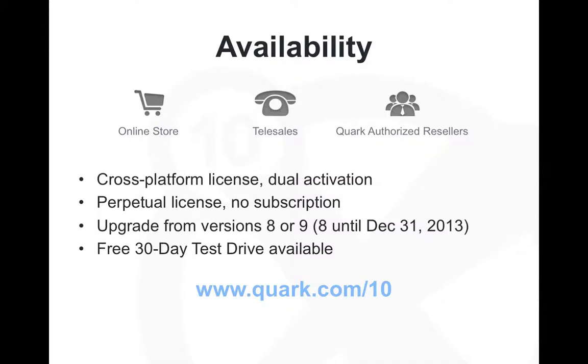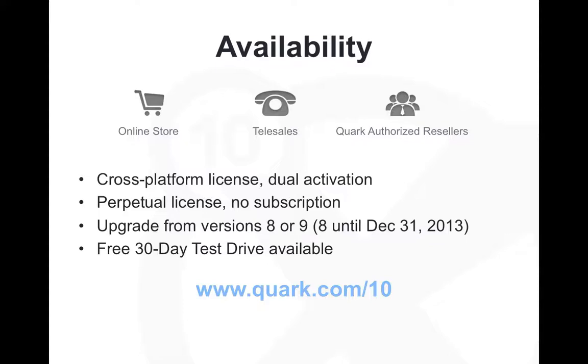QuarkXPress 10 is available now through all of our usual sales channels, through the Quark online stores, our telesales team, as well as through hundreds of authorized resellers globally. You purchase a cross-platform license. That means it's Mac or Windows. You can install it on either, and it's dual activation as well. So you could install it, for example, on your work computer and your home computer, or a home computer and a laptop computer with that single license. It's a perpetual license. That means no subscription, no ongoing payments to Quark once you've made your purchase.